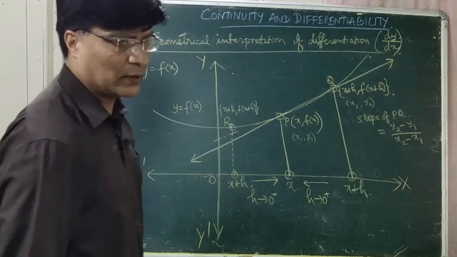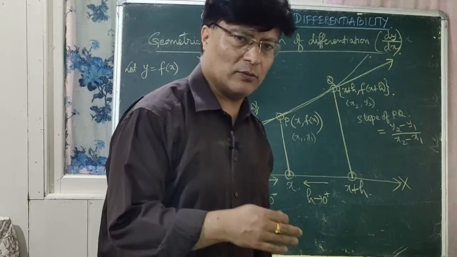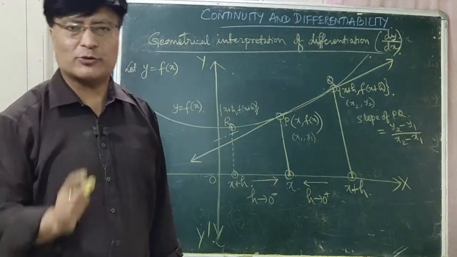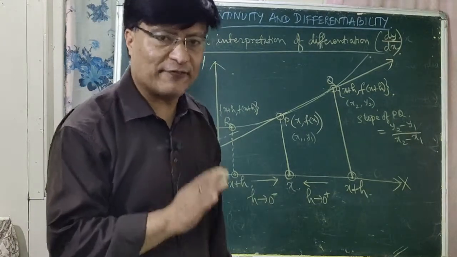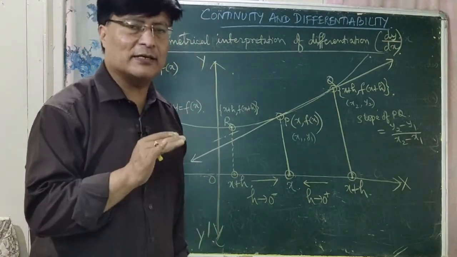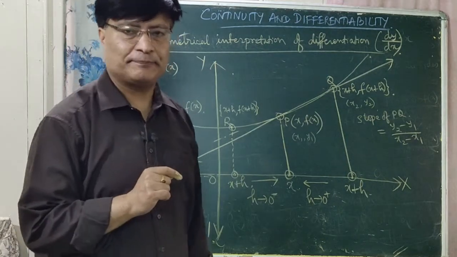This is the formula you did in class 11. That is, what do you mean by slope of a straight line? Actually, what is the definition of the slope of a straight line? The slope of a straight line is defined as the tan of an angle that the straight line makes with the positive direction of the x-axis.